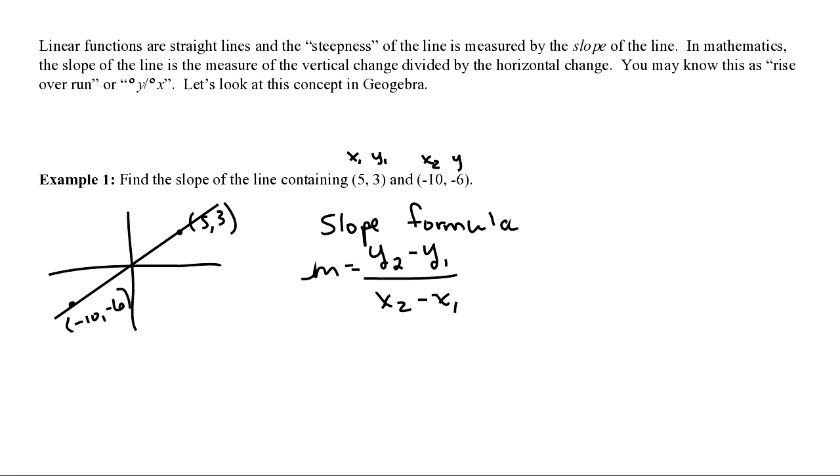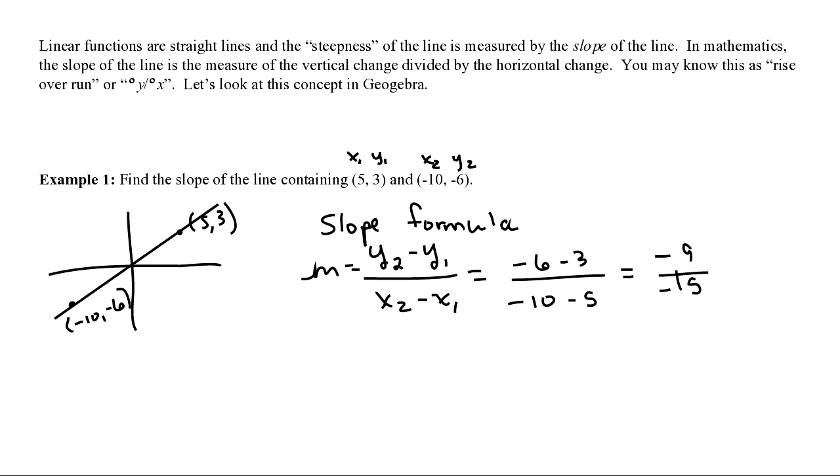It doesn't matter which ones are the ones and which ones are the twos. It just matters that if you put a 1 here, you have to put a 1 with the other one. So in this instance, it's going to be -6 minus 3 divided by -10 minus 5. Okay, so now we calculate that. That's going to be -9 over -15.